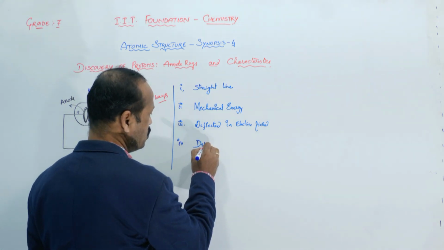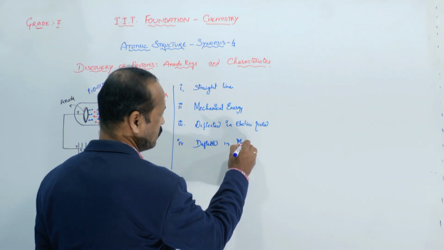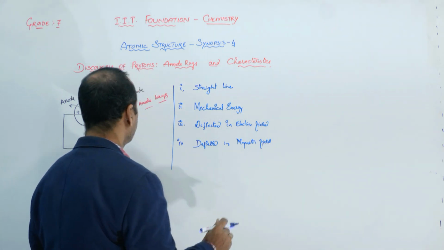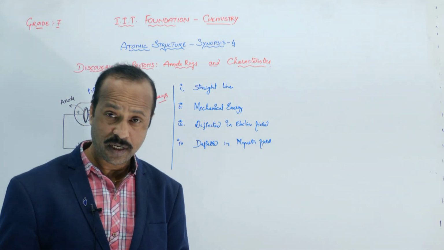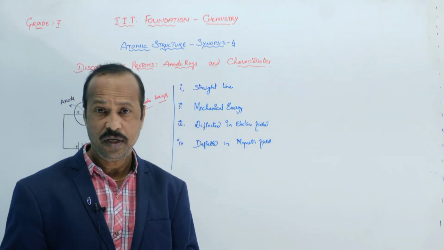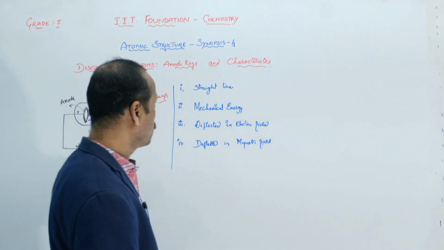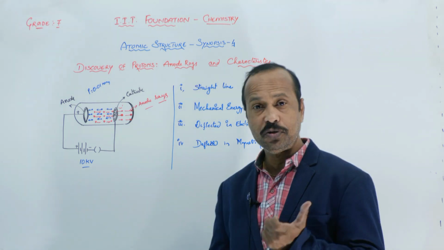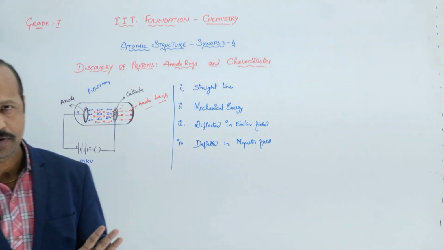They can also deflect in a magnetic field. If you arrange the magnetic field with one end north pole and one end south pole, we observe that they are deflected in the magnetic field also. So these are the main important characteristics of the anode rays. Anode rays travel in a straight line. Anode rays produce mechanical energy. Anode rays are deflected by both electric and magnetic fields.